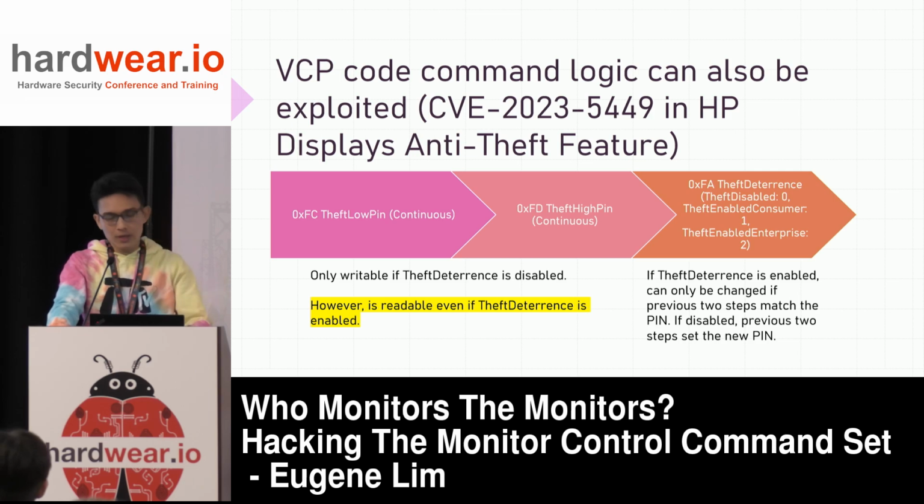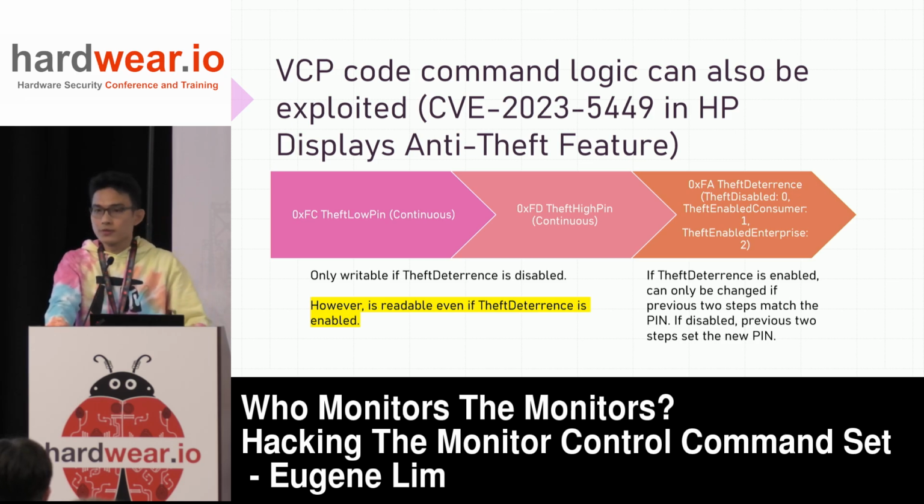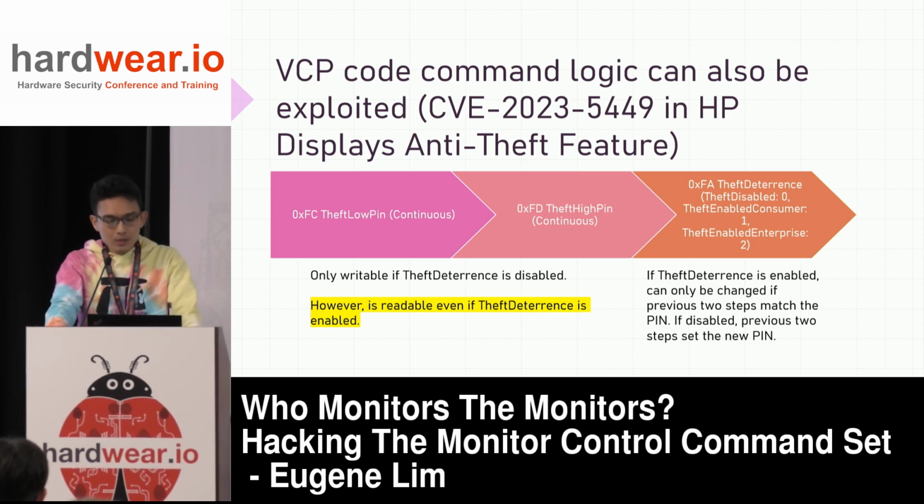And finally, you enable or disable the theft deterrence feature using F8. Of course, this is kind of dependent on whether deterrence has been enabled or not. So if it has been enabled and you send the wrong pin in the first 2 sequences, then you won't be able to change the theft deterrence opcode value. But if you do, then you are able to do that.